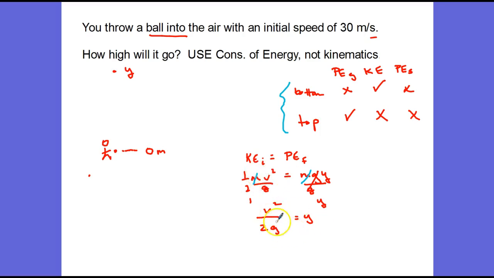So the velocity is 30 meters per second, so that'll be 30 squared over, and remember I use g equals 10 meters per second squared, and so 2 times 10 is 20. 30 squared is 900 over 20. 90 divided by 2, so y equals 45 meters. So easy peasy.